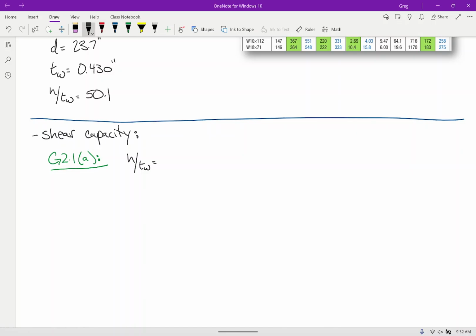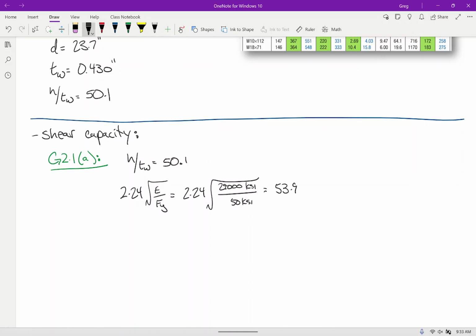H over TW is 50.1, and (2.24) times the square root of E over Fy. So that's 2.24 times the square root of what? 29,000 over 50. Okay. Somebody want to help me out with that? Say it again. 53.9.